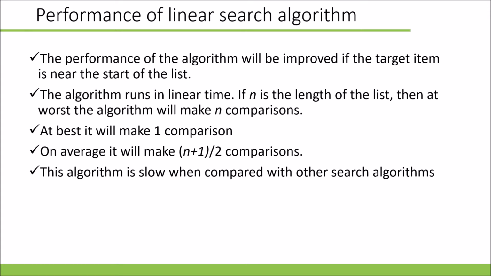At the best, it will make one comparison, so that is if our item is the first item in the list. At worst, it will take however long our list is, so it'll do that number of comparisons, the length of the list, to find the last item in the list. But on average, it will take (n + 1) / 2 comparisons. This is a slow algorithm compared with other search algorithms.